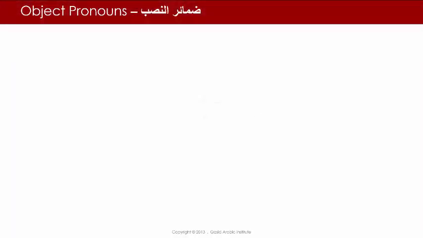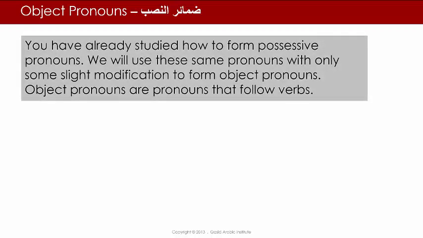In this lesson, we're looking at object pronouns, or ضمائر النصب. You've already studied how to form possessive pronouns in Arabic. We will use these same pronouns with only some slight modification to form object pronouns. Object pronouns are pronouns that follow verbs for the most part. Now, we can have object pronouns that are objects of, say, prepositions, but in this lesson, we're going to focus on objects of verbs and in terms of those objects being pronouns.